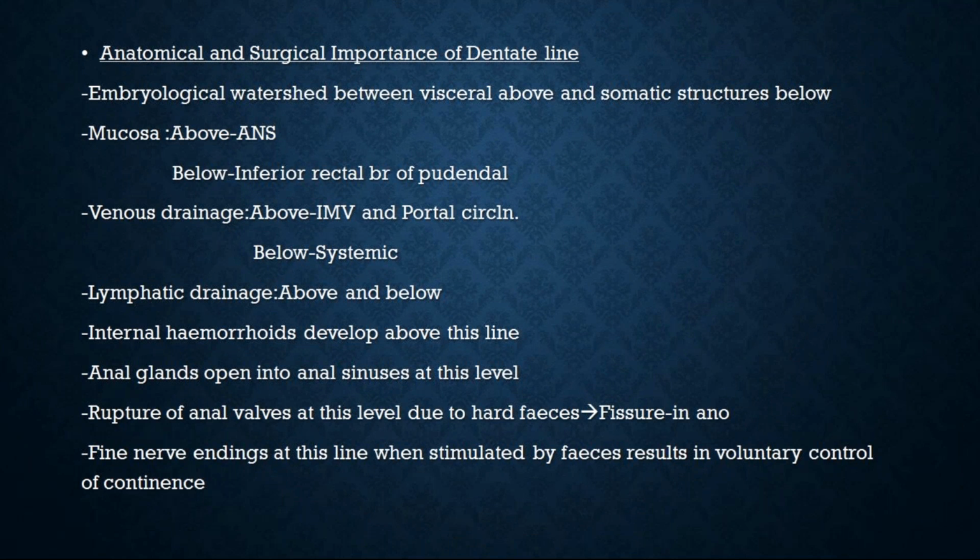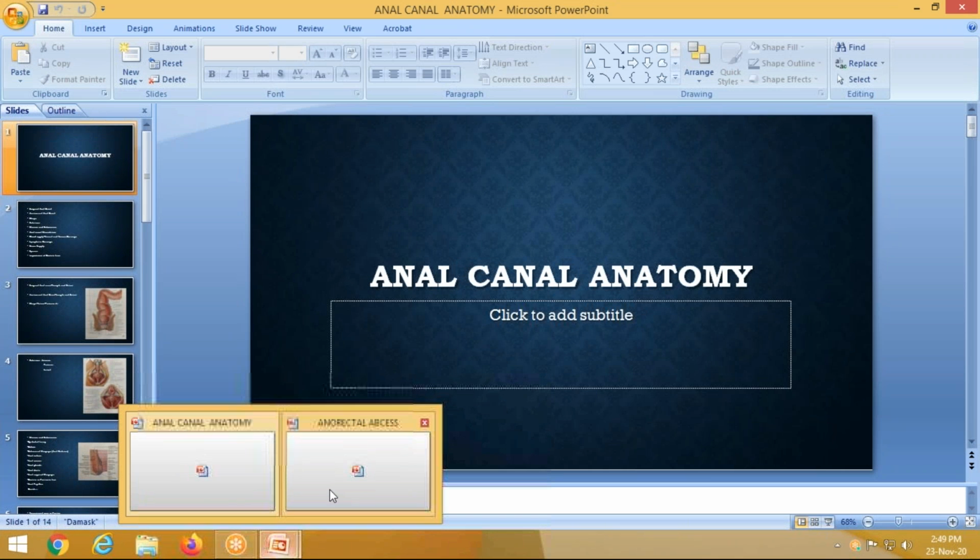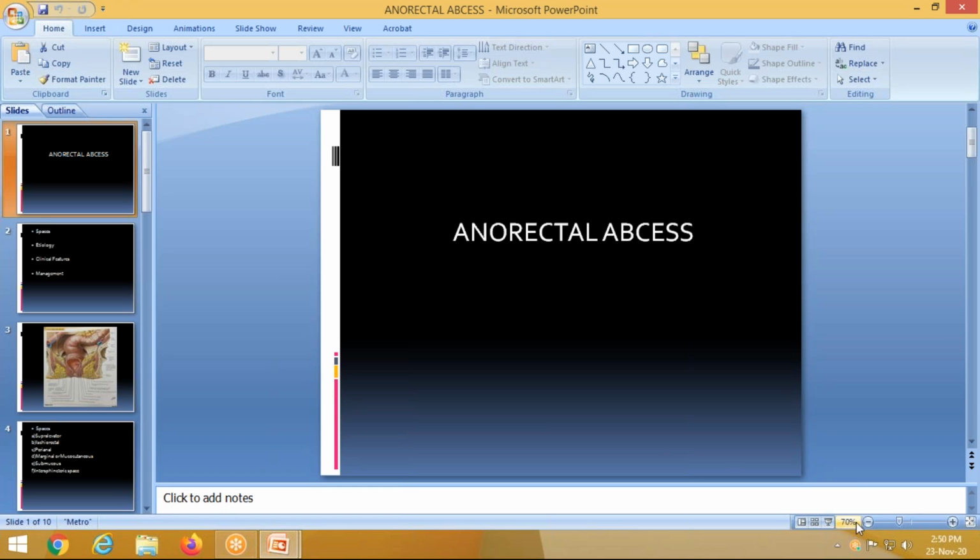This is the voluntary control mechanism for continence. You will feel the urge to defecate. This is due to the hard feces stimulating the nerve endings. So this is the anal canal anatomy. Now coming to anorectal abscess.